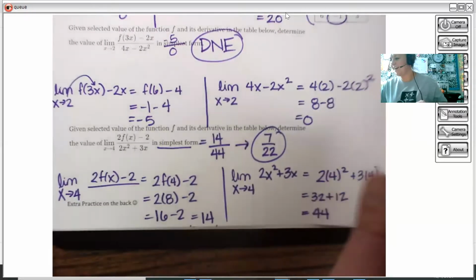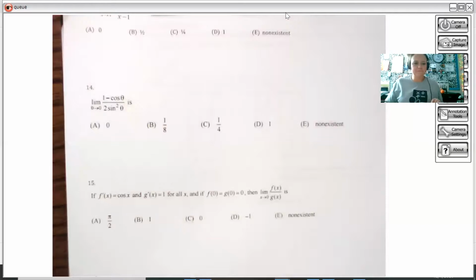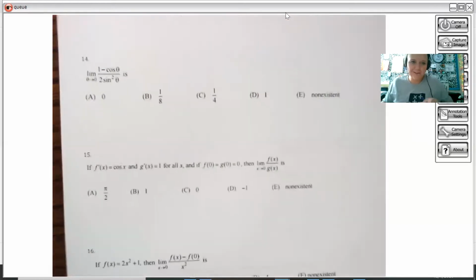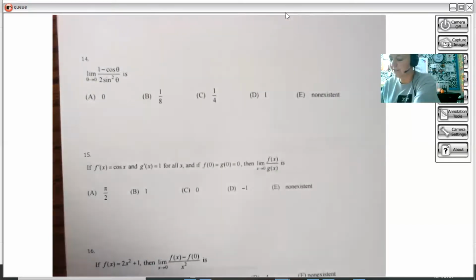Okay. I feel like I have to do one of these practices just to, you know. Let's do number 14. Okay, I'm sorry. I told you it was the last one and now it wasn't.